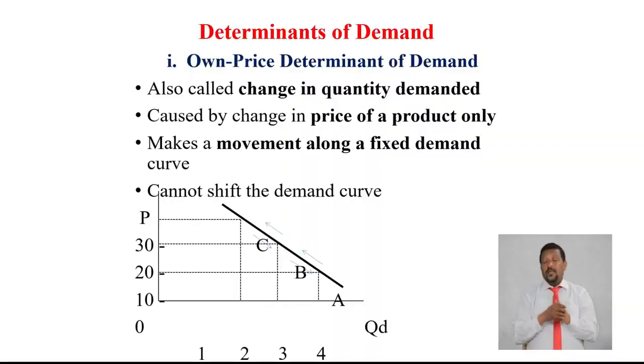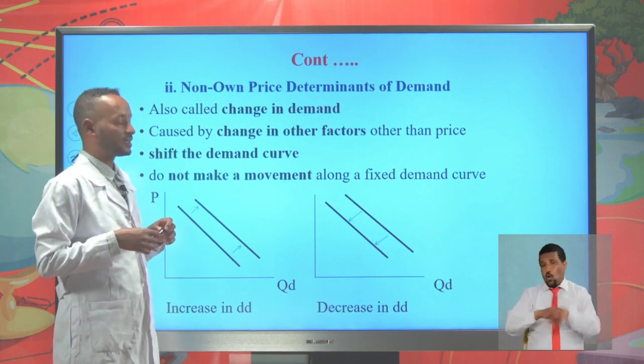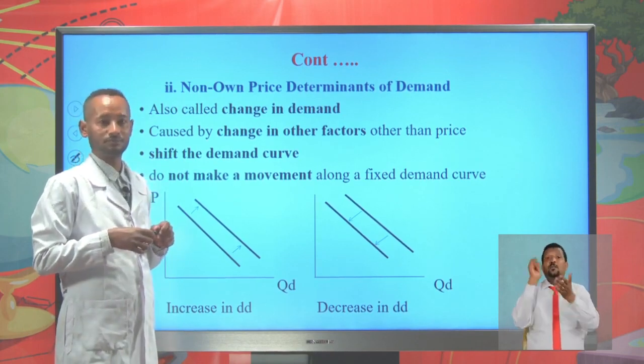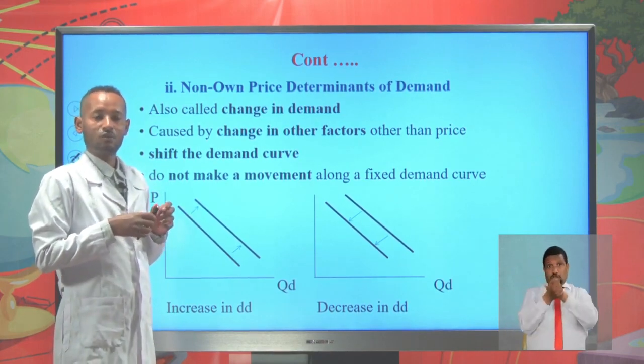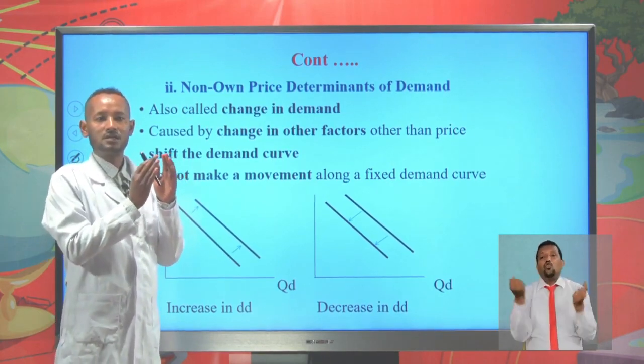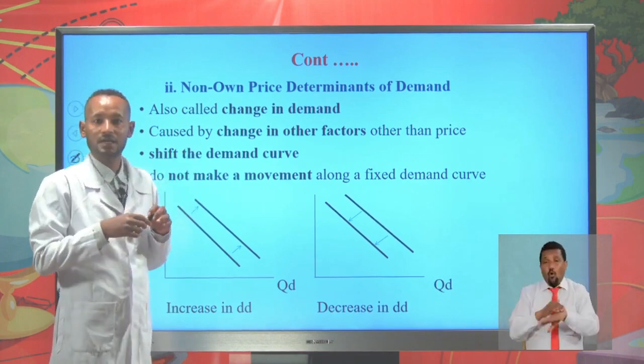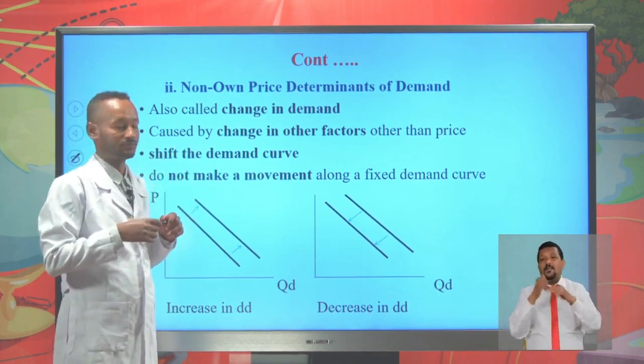Now let's see the non-own price determinants of demand. These are those factors that shift the demand curve from its entire position. These factors are also called change in demand, and it is caused by change in factors other than the price of a commodity. The change in quantity demanded is caused by the change in price of a commodity, but the change in demand is caused by change in other factors other than the price of a commodity.